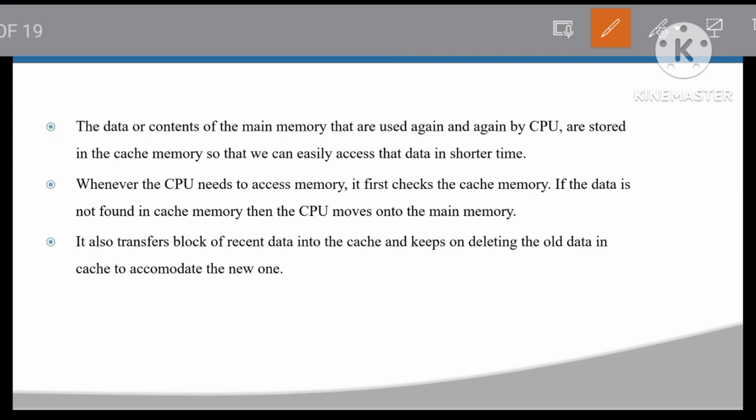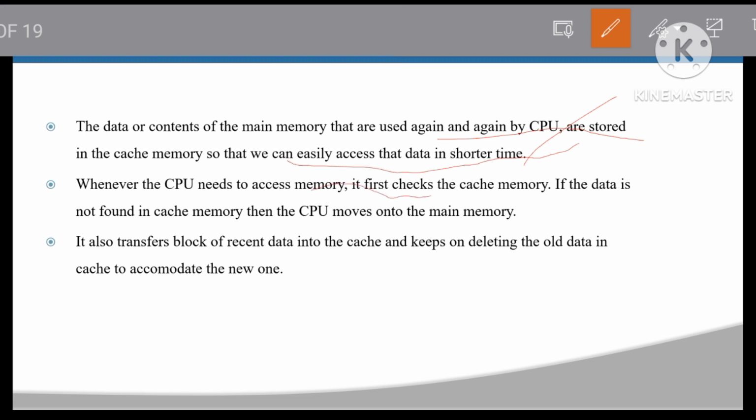We implement cache memory by various algorithms. It may be FIFO, LIFO, or the least recently used algorithm. There are various algorithms by which cache memory is implemented. By using the cache memory, we save time by reducing the execution time of searching in the hierarchy. So the data or content of the main memory that is used again and again by the CPU is stored in the cache memory, so that we can easily access the data in a shorter time.